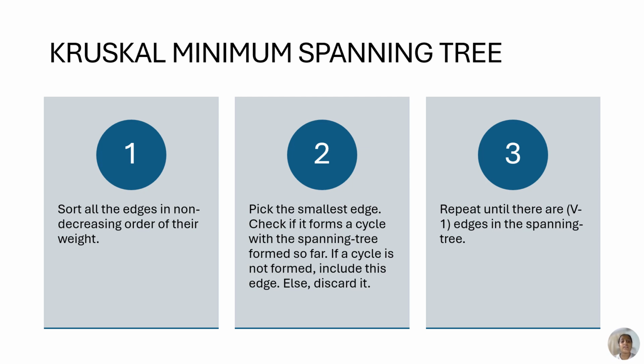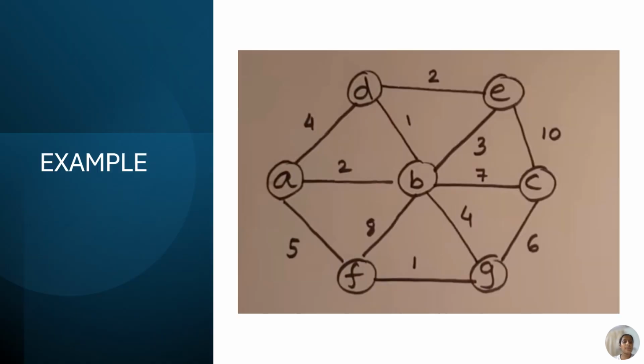And one more thing, why is this spanning tree called minimum? It's called minimum spanning tree because the total weight of the edges is the least possible. That's why it is called minimum spanning tree. Let's take an example and see this. This is the graph which I want to explain, and I'll explain it using Kruskal's algorithm.